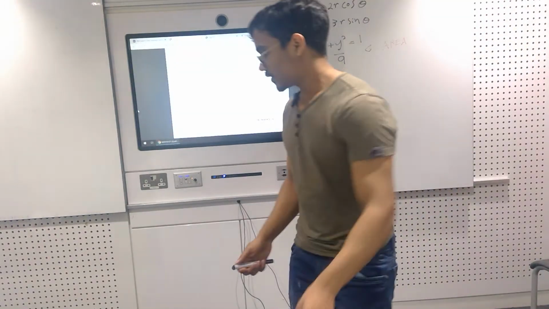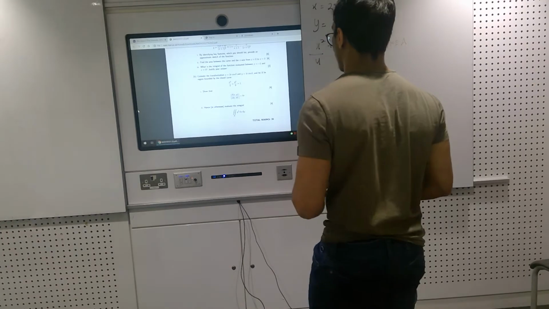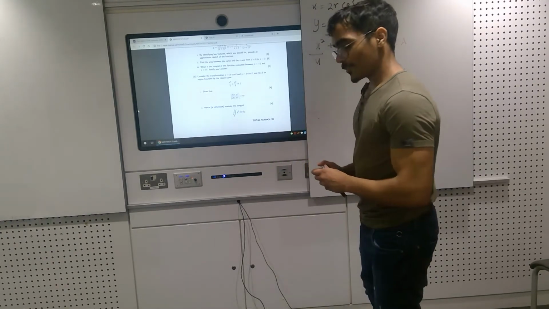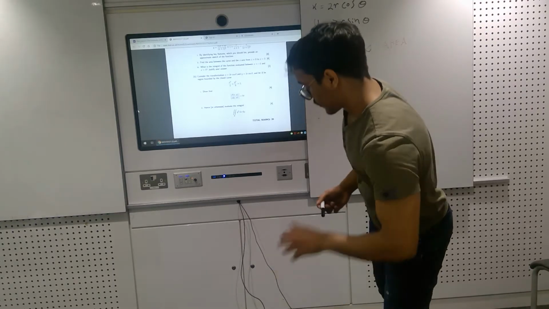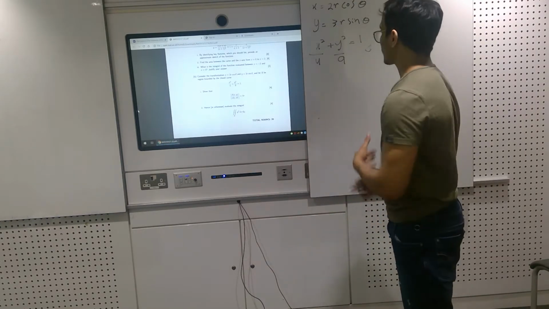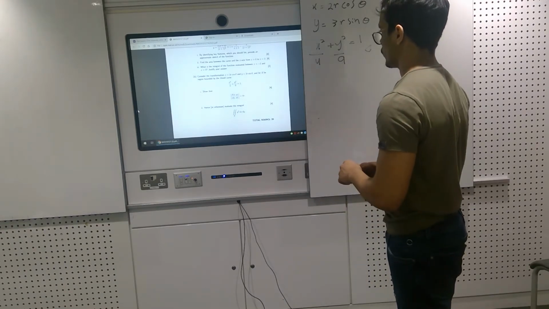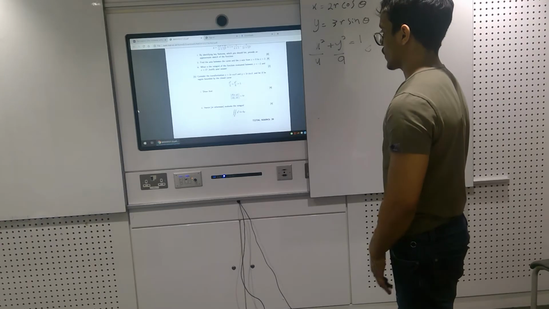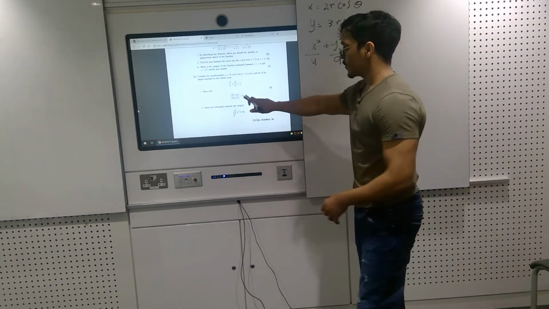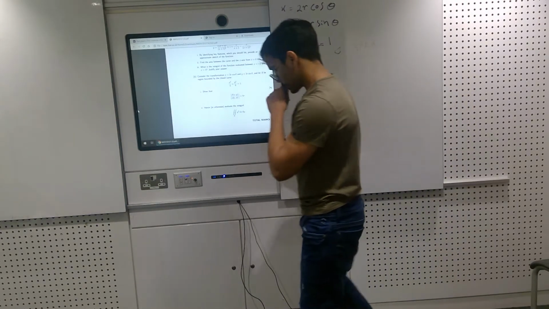So it's x squared divided by 4 plus y squared divided by 9 equal to 1. I'm going to stick with the black pen for now. And we want to show, as the first part of the question, that the Jacobian is equal to 6r.